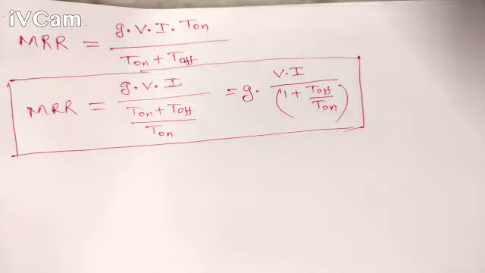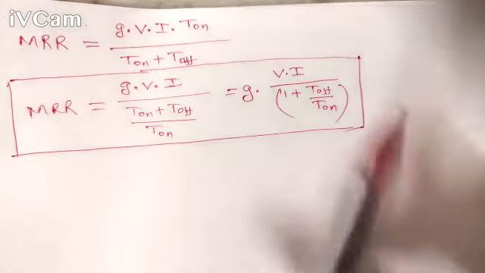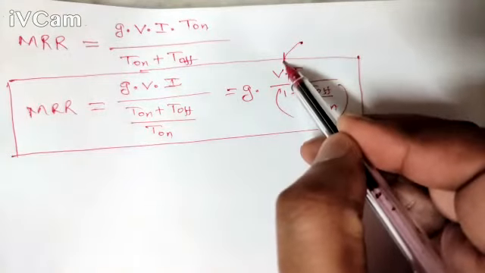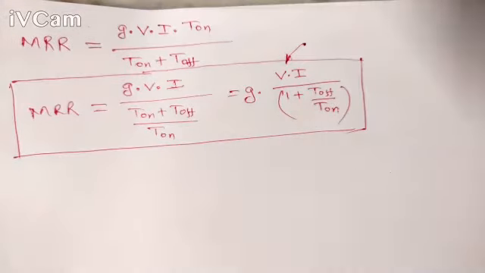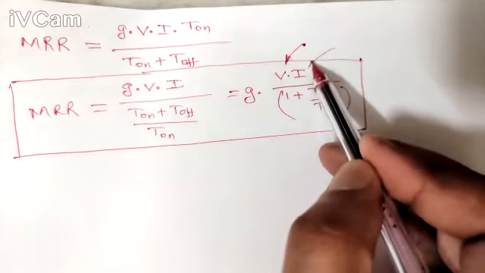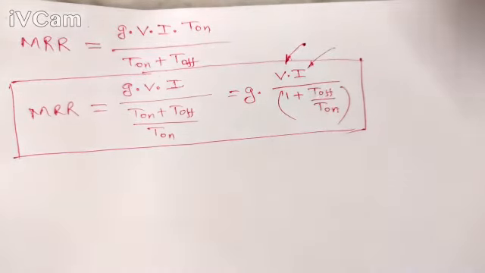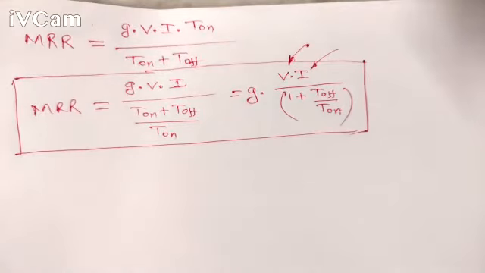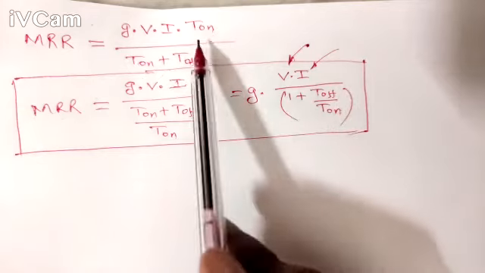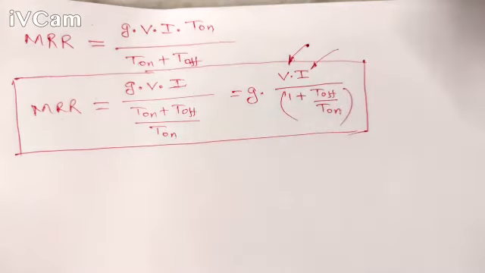Now, from this expression, what we can understand? We can understand if we increase voltage, then our MRR will definitely increase. Similarly, if we increase I or current, then also our material removal rate will increase. If we increase pulse on time T on, then also our material removal rate will increase.